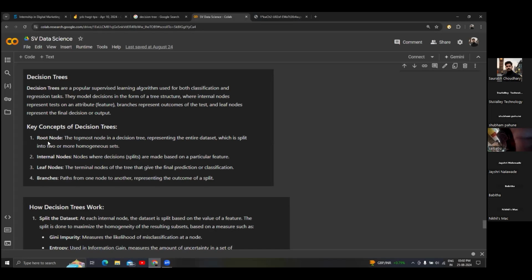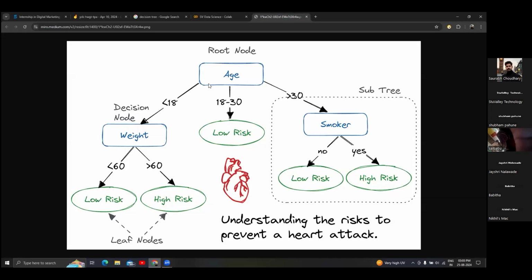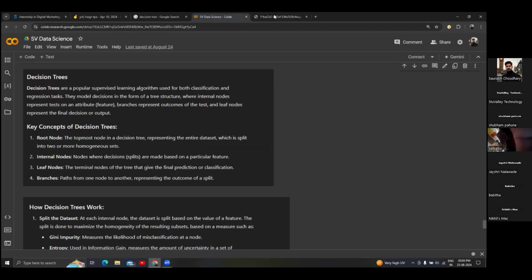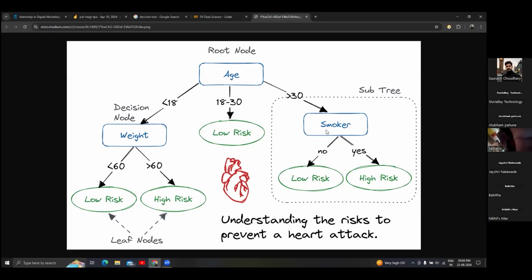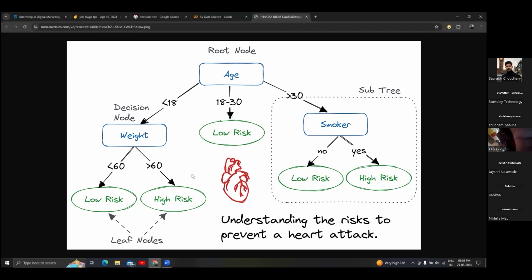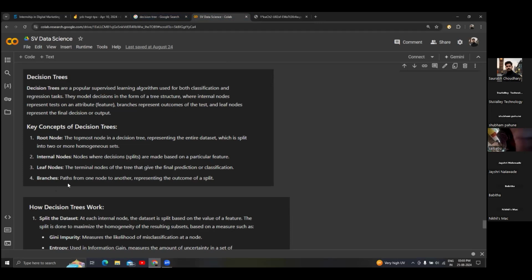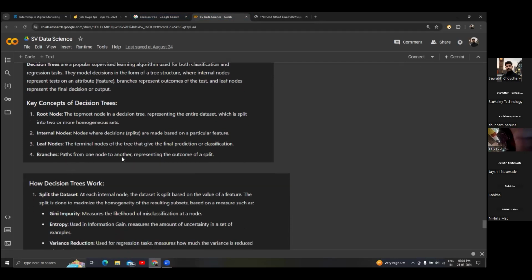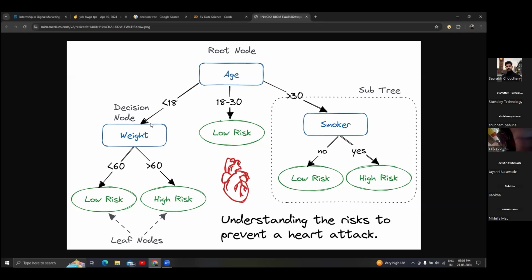Key concepts of decision trees. Root node means this top node. Internal nodes means all these, weight, smoker, these are internal nodes. Leaf nodes are the terminal nodes like low risk, high risk, low risk, high risk. You can see the output. And branches are the bridges which are connecting the nodes like this.